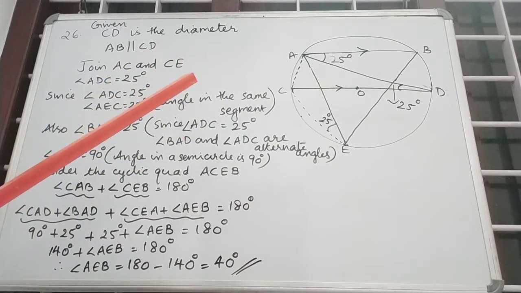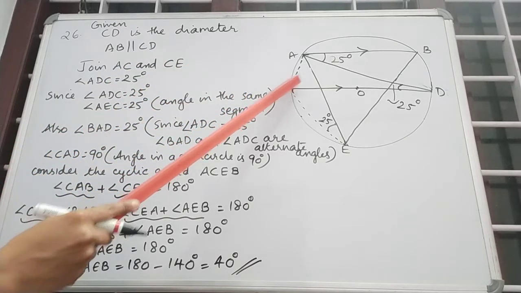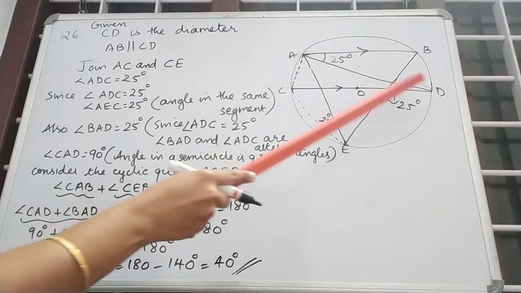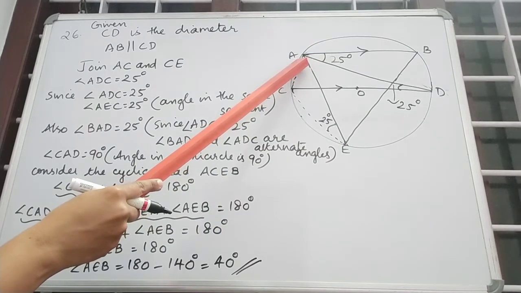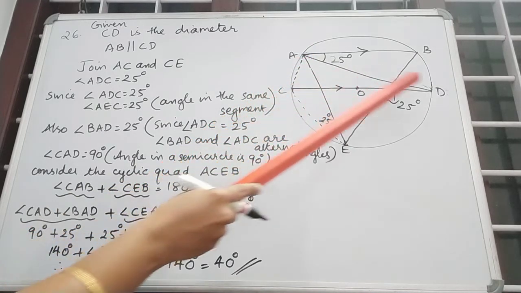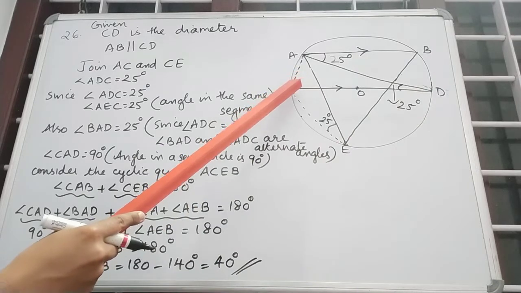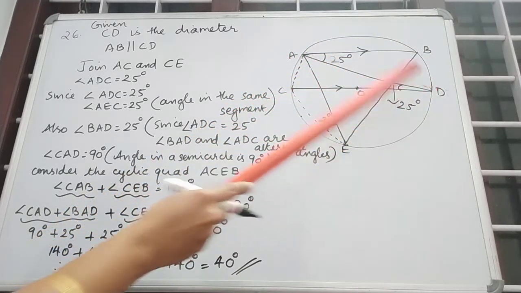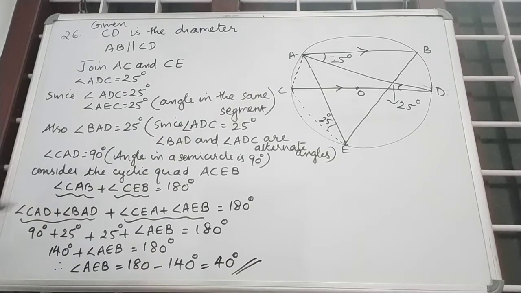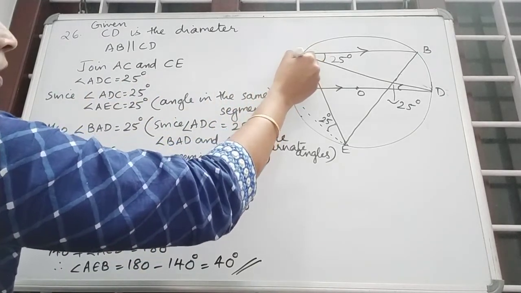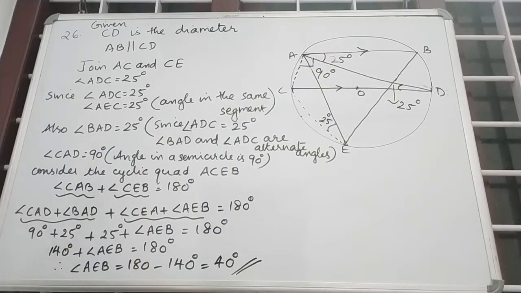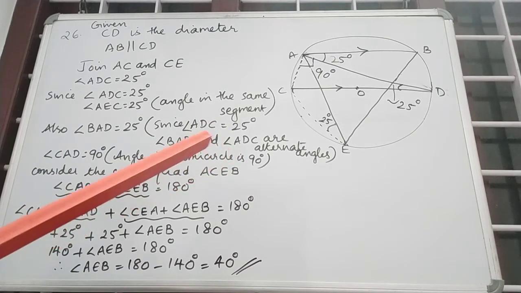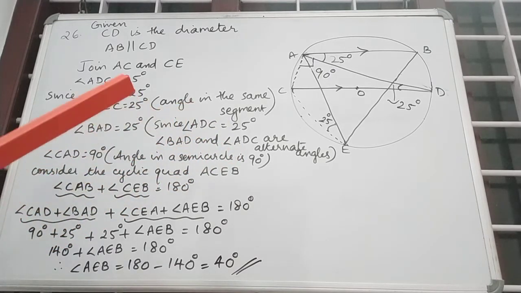Then what about angle CAD? CAD will be, this angle will be 90 degree. Why? Because CD is the diameter. So angle in a semicircle is a right angle. So we can write angle CAD as 90 degree. Angle in a semicircle is 90 degree. Then consider the cyclic quadrilateral.